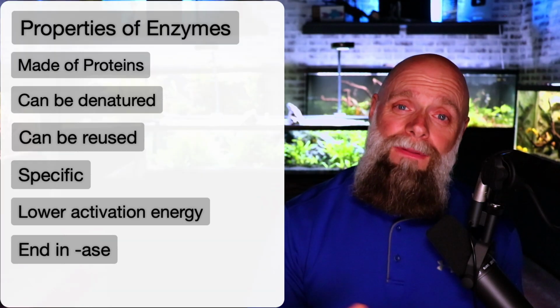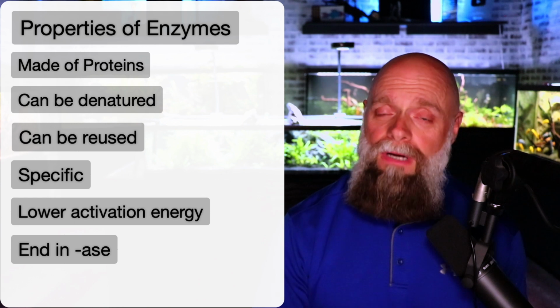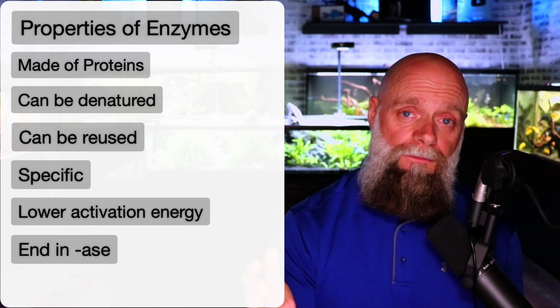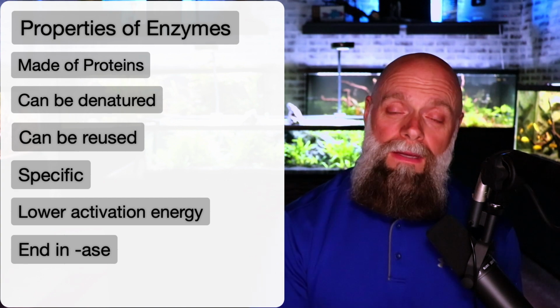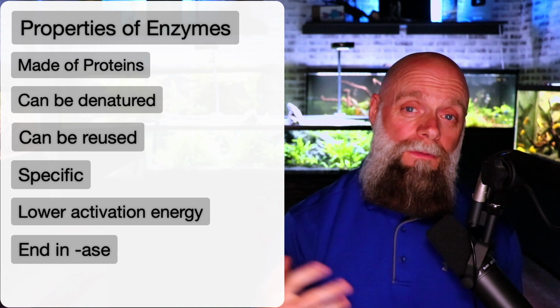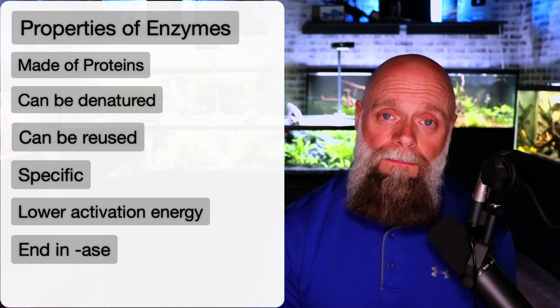All right, so now that we have the basics of how an enzyme functions, let's talk about its properties. One, enzymes are made of proteins. That's really important. 99.9% of enzymes are made of proteins. And the reason that matters is that when proteins are subjected to abnormal temperatures or pH or osmotic pressure, they can be denatured. They can fall apart.